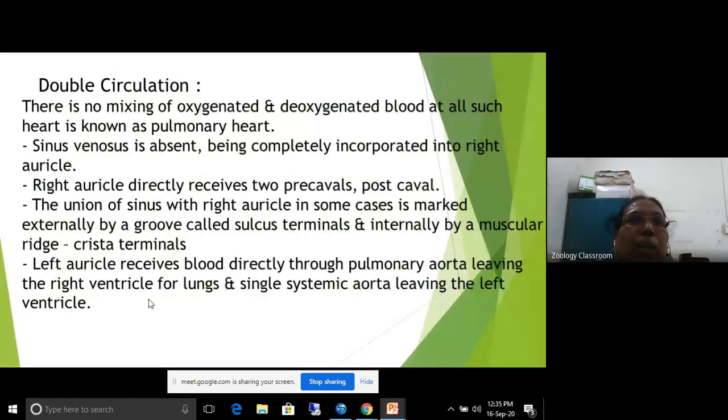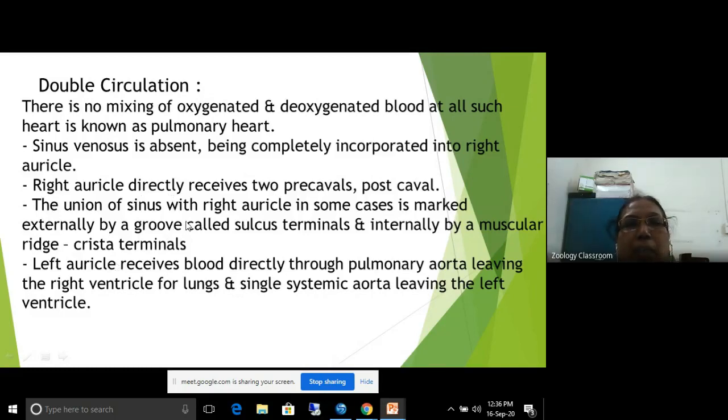What is the meaning of double circulation? There is no mixing of oxygenated and deoxygenated blood at all. Such a heart is known as a pulmonary heart. The sinus venosus is completely absent. The sinus venosus is present only up to reptiles, but here it is completely incorporated into the right auricle, meaning the precaval and postcaval veins open separately into the right auricle. The right auricle directly receives the precaval and postcaval veins.